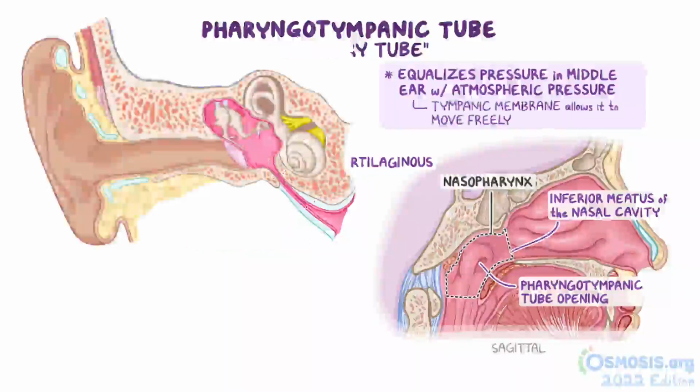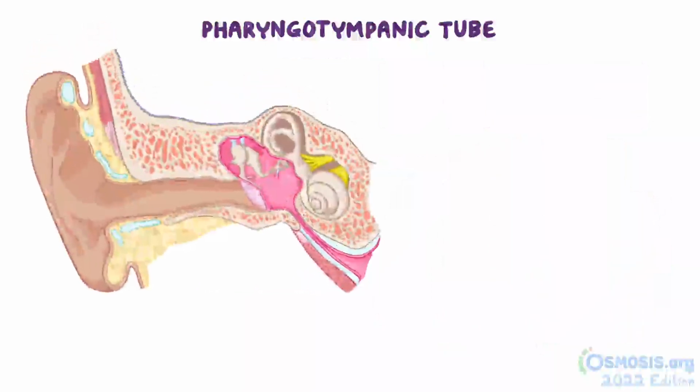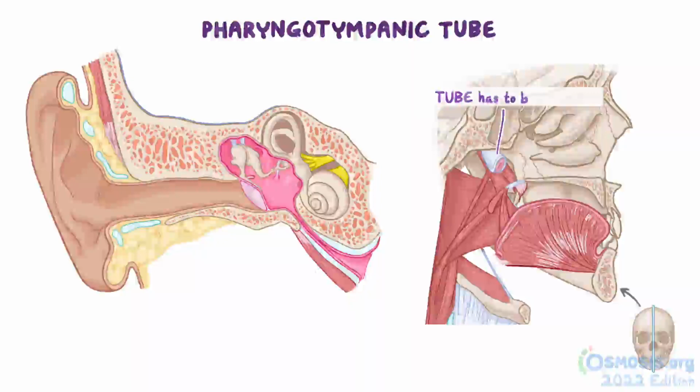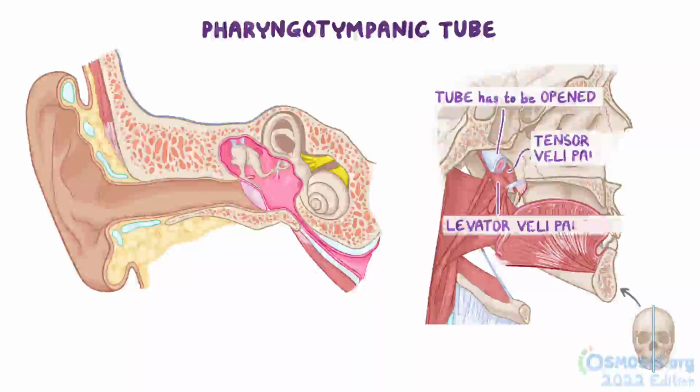Now, the cartilaginous walls of the tube are normally pressed up against the other, and the tube is closed. For the tube to work, it has to be opened, and two muscles of the soft palate help with this, namely the levator and the tensor veli palatini.